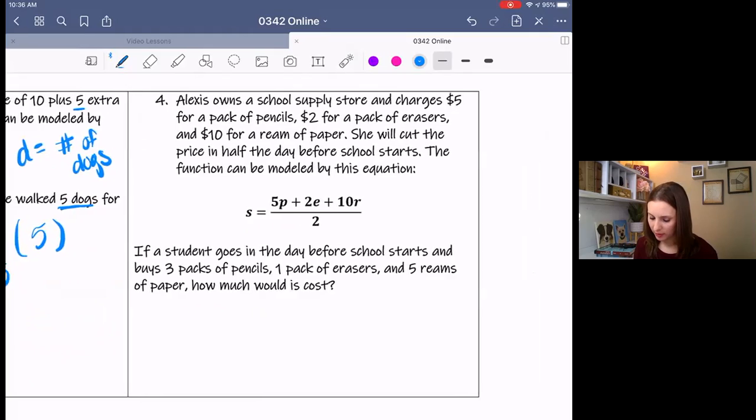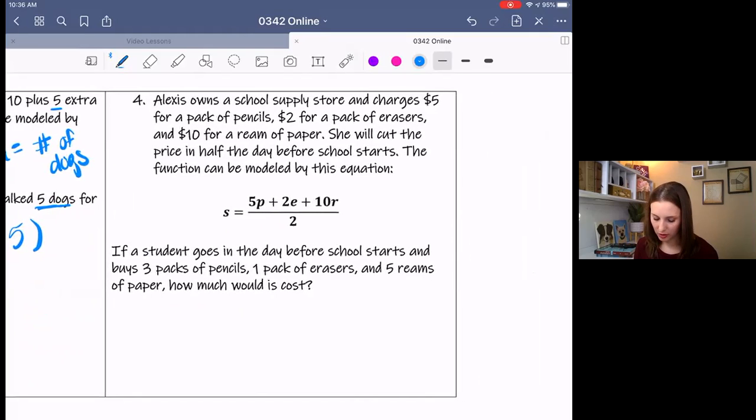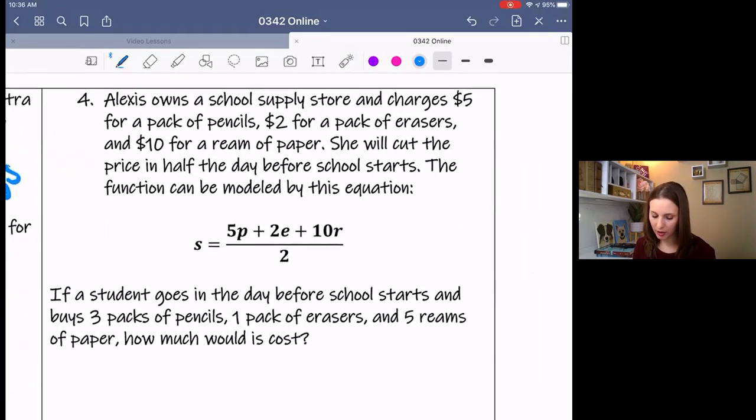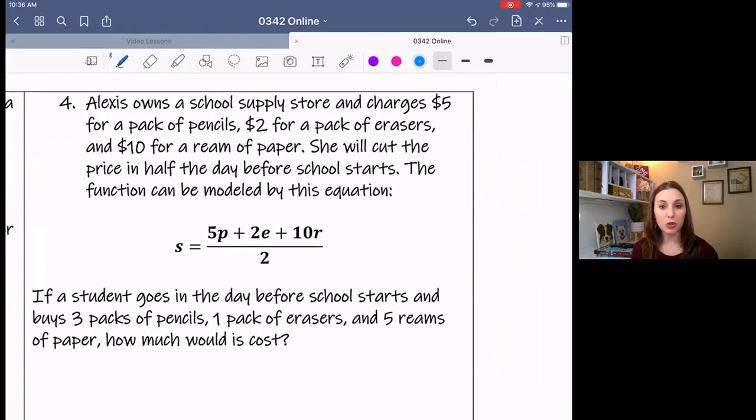And then that's just another example. We've got Alexis owns a school supply store and charges $5 for a pack of pencils, $2 for a pack of eraser, $10 for a ream of paper. She'll cut the price in half the day before school starts. The function can be modeled by this equation. So we can see it's $5 per pencil, $2 per eraser, $10 per ream of paper. She's cutting it in half if it's the day before school starts.